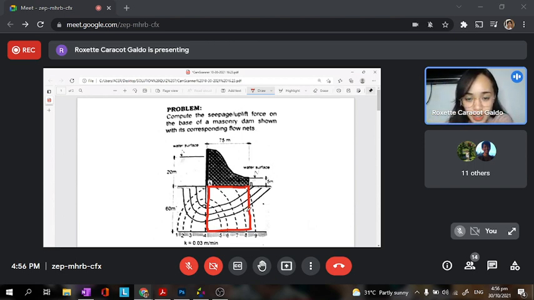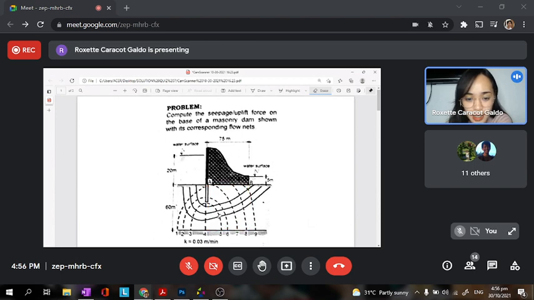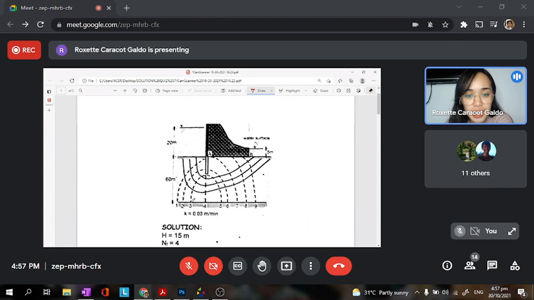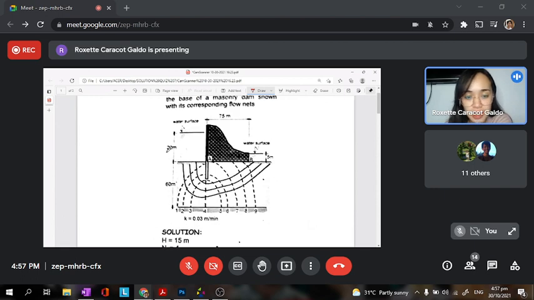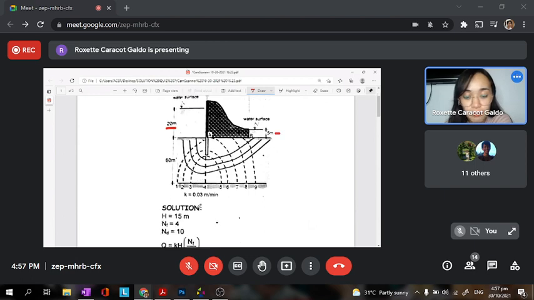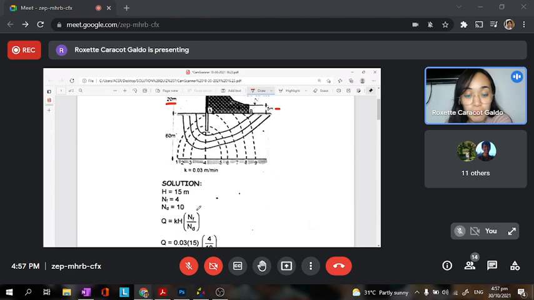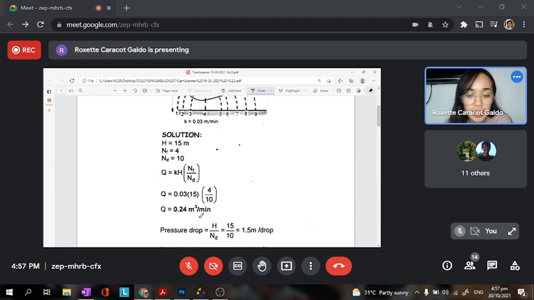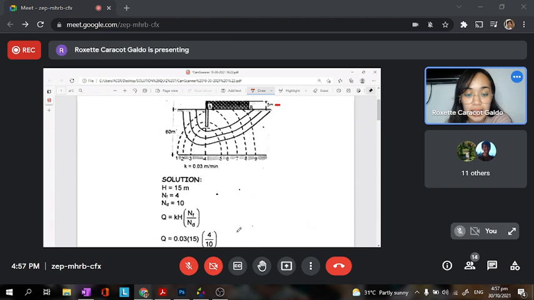Since our flow nets are given, we just have to identify our number of drops and the number of flow channels. The coefficient of permeability is already given, no? So, solution: H is 15. Why 15? Because that is 20 minus 5. If you divide that by the number of drops, that is going to be 15 divided by the number of drops.